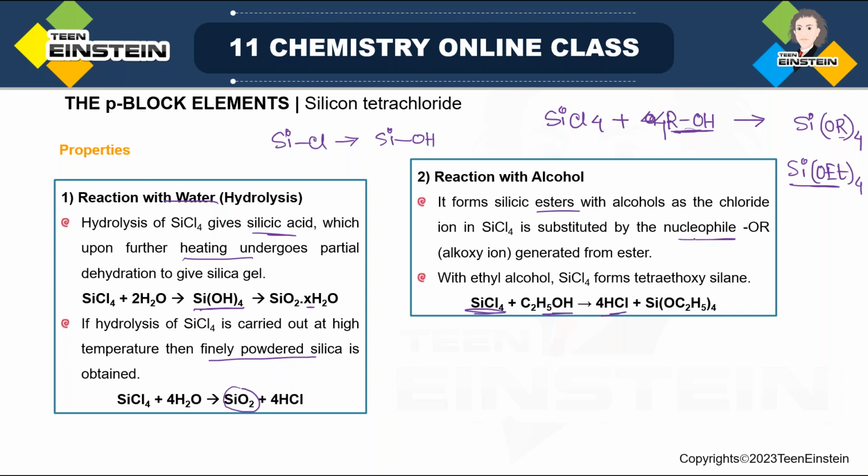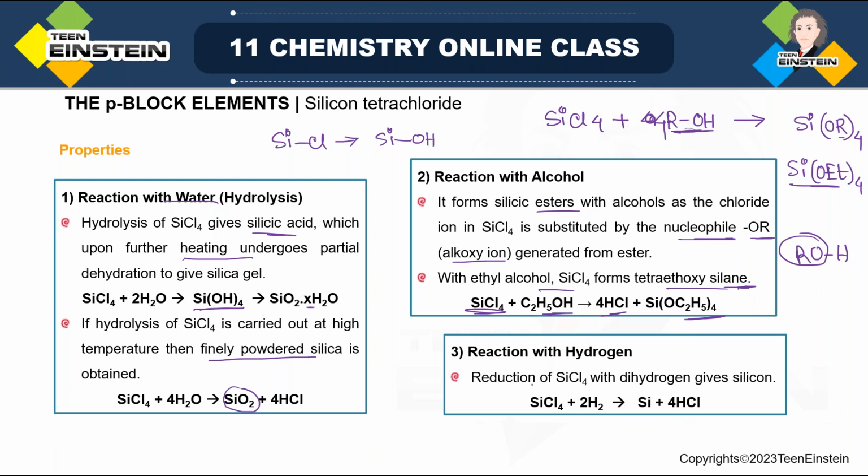So SiCl4 is substituted by the nucleophile OR group. For C2H5OH, it is C2H5O minus, which is nothing but the alkoxy ion, the RO part of the alcohol. That is RO minus. If it is ethyl alcohol, we get tetraethoxysilane. See, now we are using the term silane, as if the 4 H atoms are replaced by OR groups. So it is as if a silane derivative, SiH4 to Si(OEt)4, tetraethoxysilane.